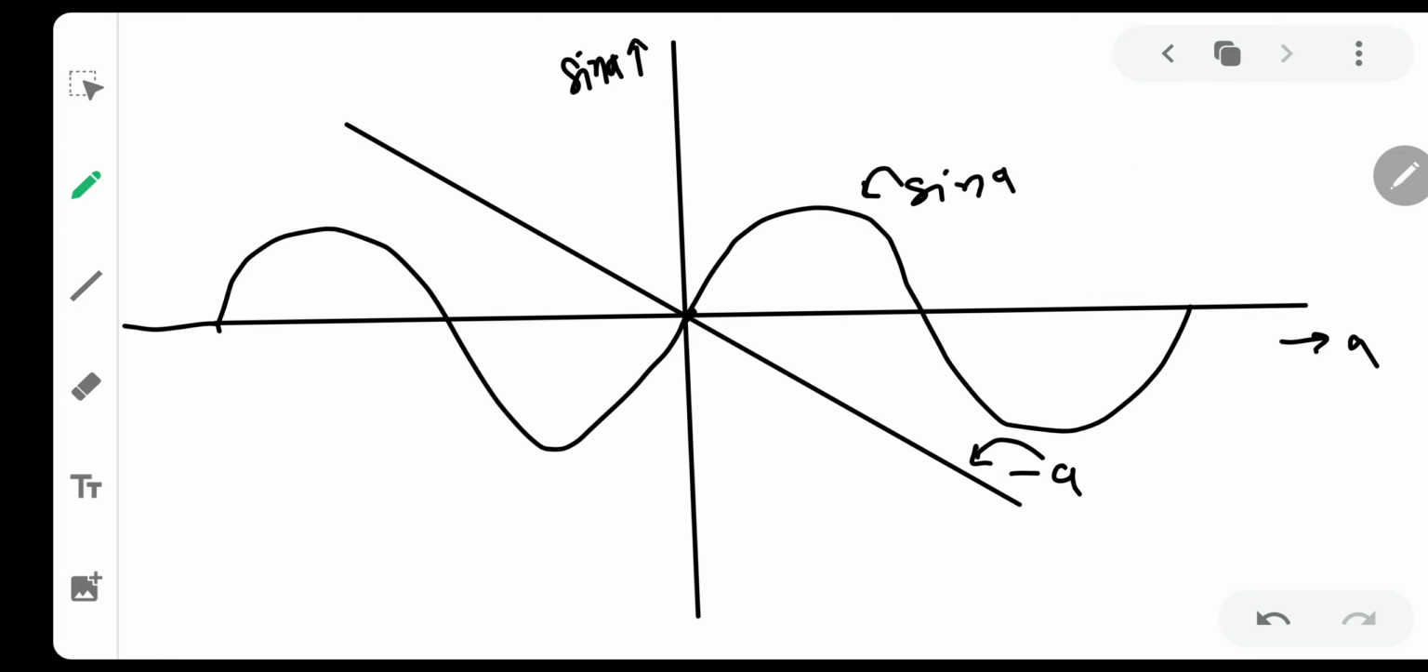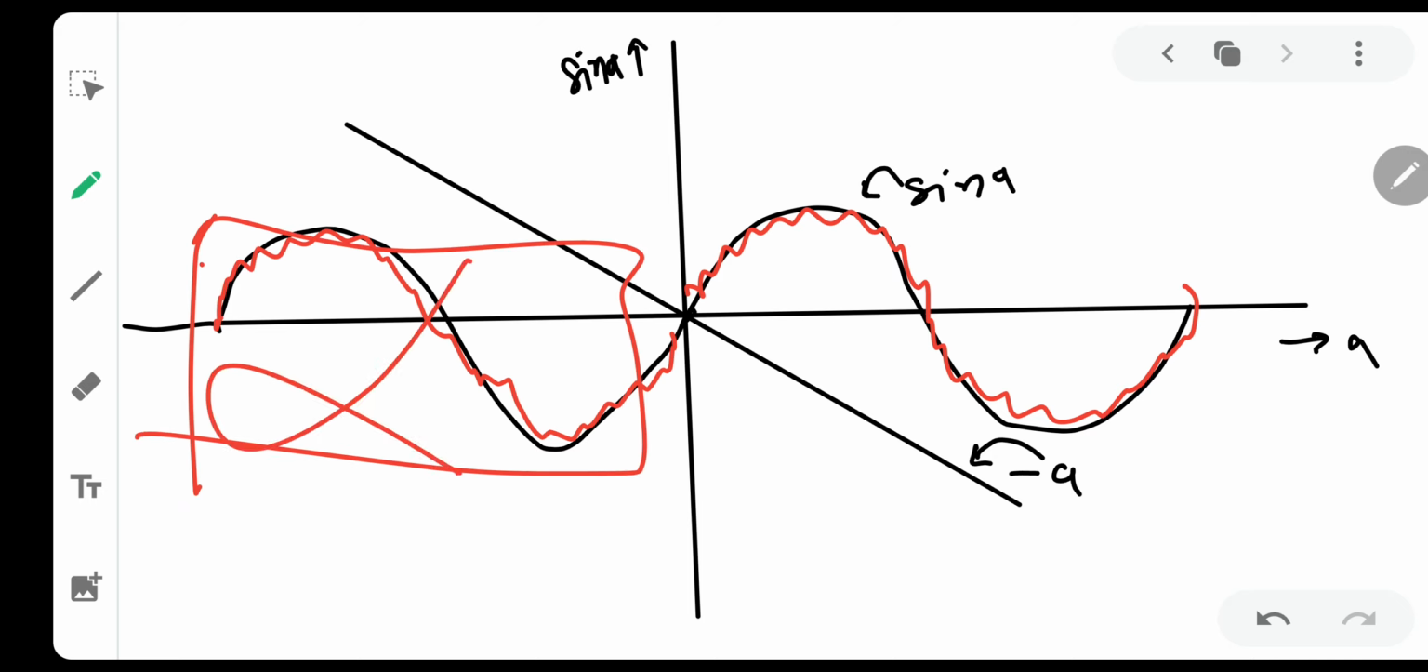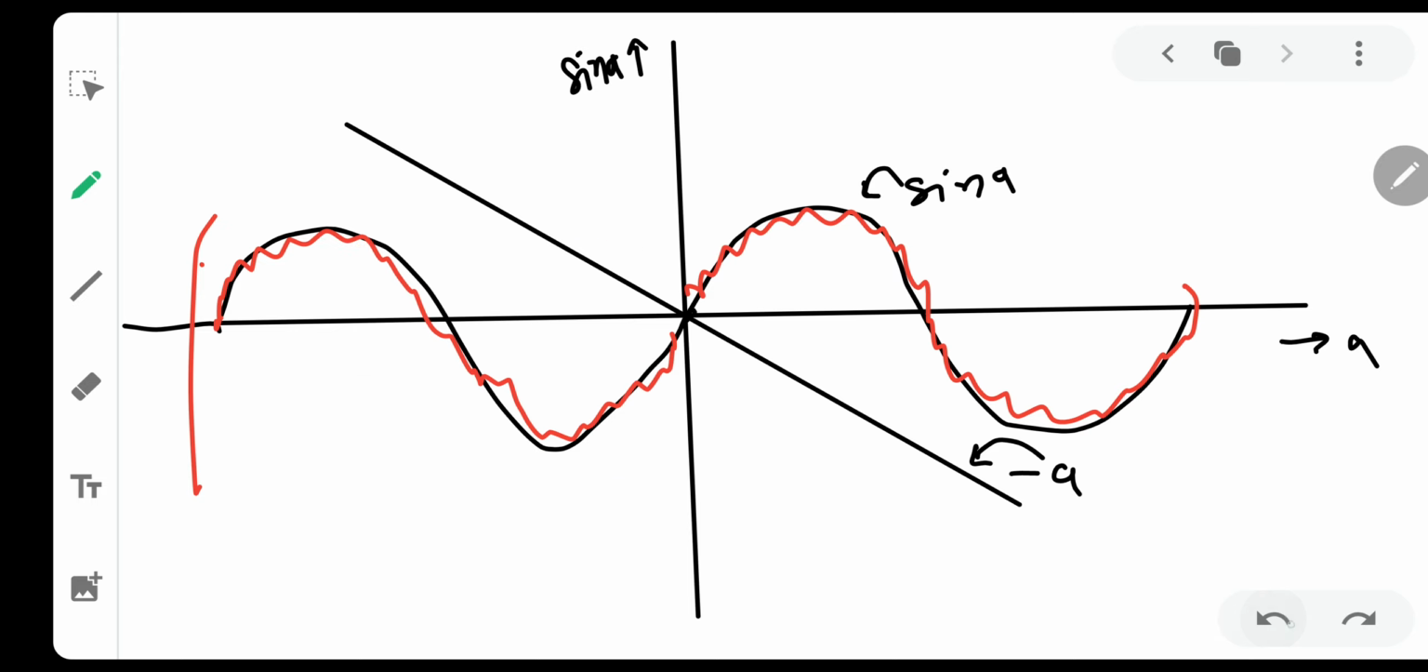Now check out the points at which sin A is above the graph of minus A. Now if you check out these points, they are all above the minus A graph. And if you check out these points, they are all below the minus A graph. So obviously this won't be the answer, because over here sin A is below the graph of minus A, and over here sin A is above the graph. Hence from 0 to infinity sin A is greater than minus A.